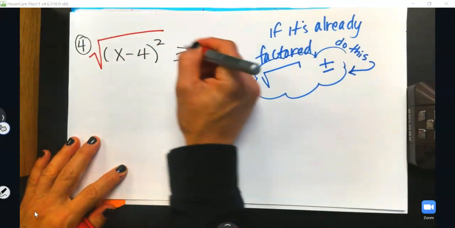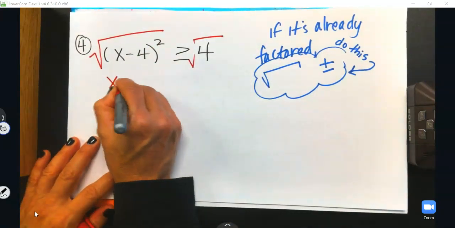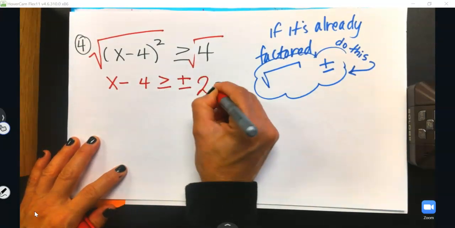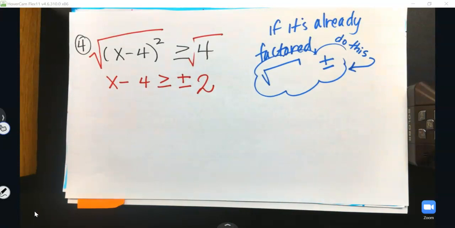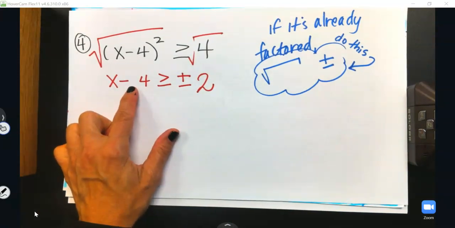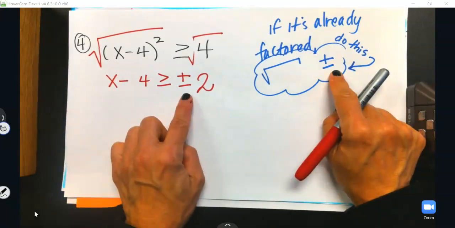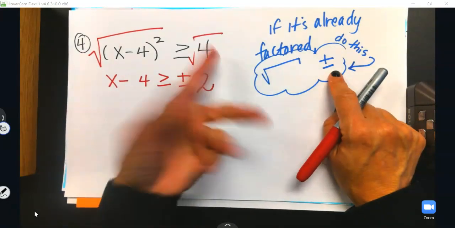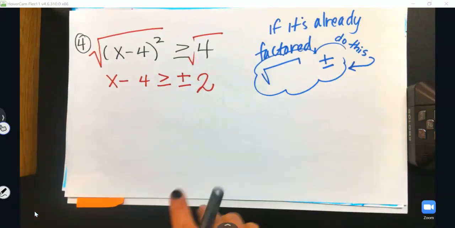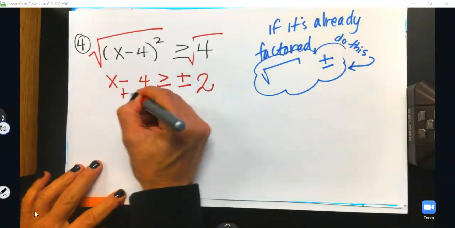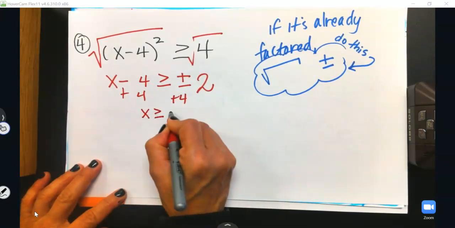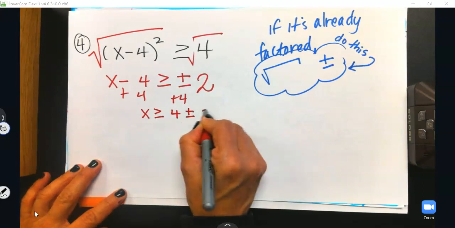So when we square root both sides, this is what the next line looks like, guys. Over here is x minus 4. It went away. The exponent went away. Don't forget to draw the plus minus, and that's a perfect square. We all know that's 2. You're going to have two answers, guys. Let's add 4 to both sides. So x is going to be greater than or equal to 4 plus or minus 2.